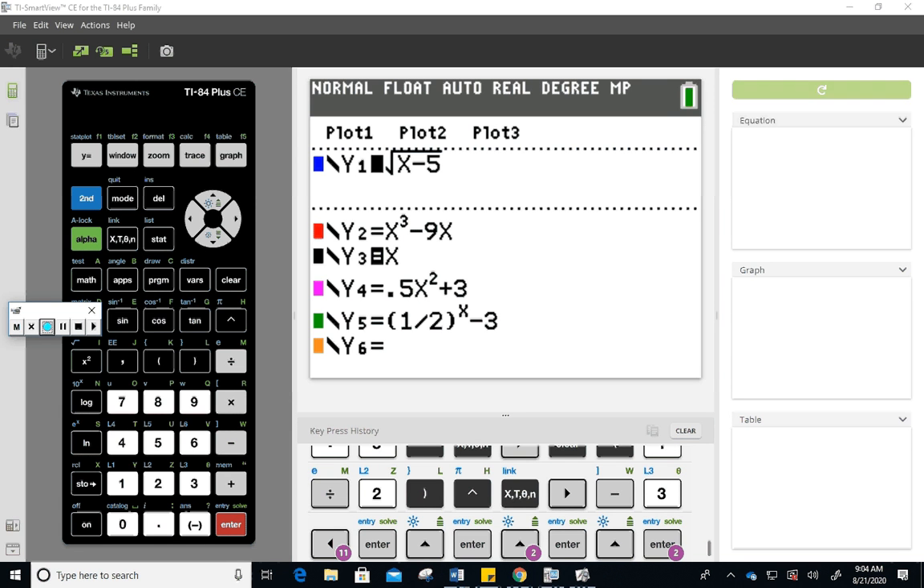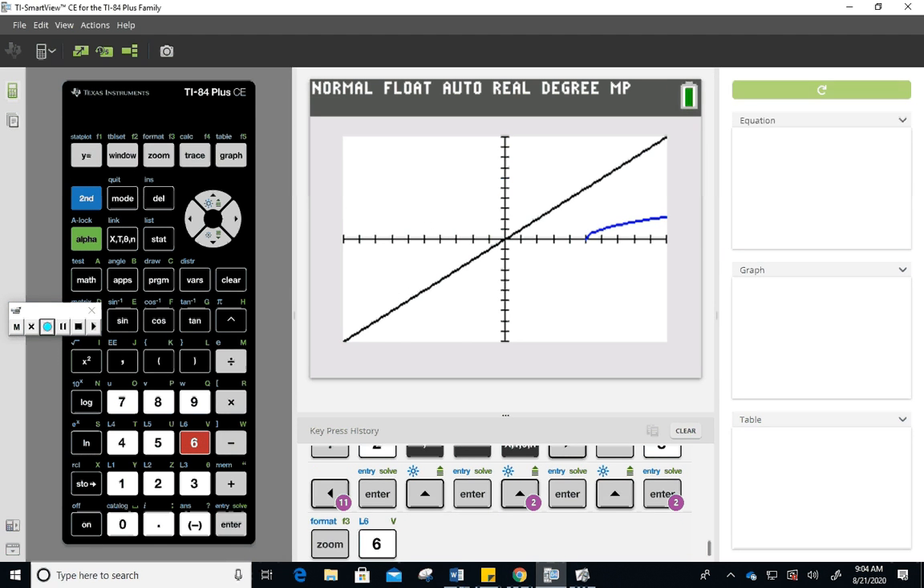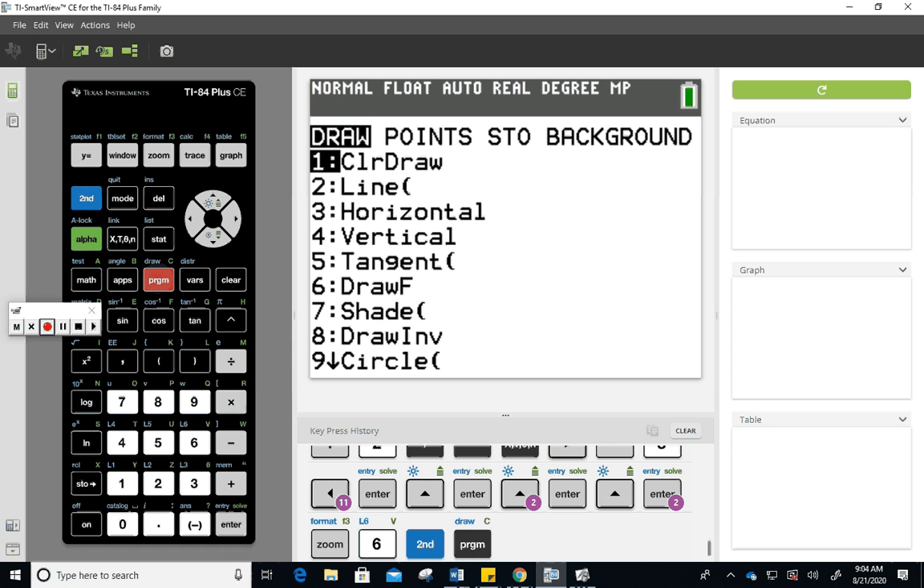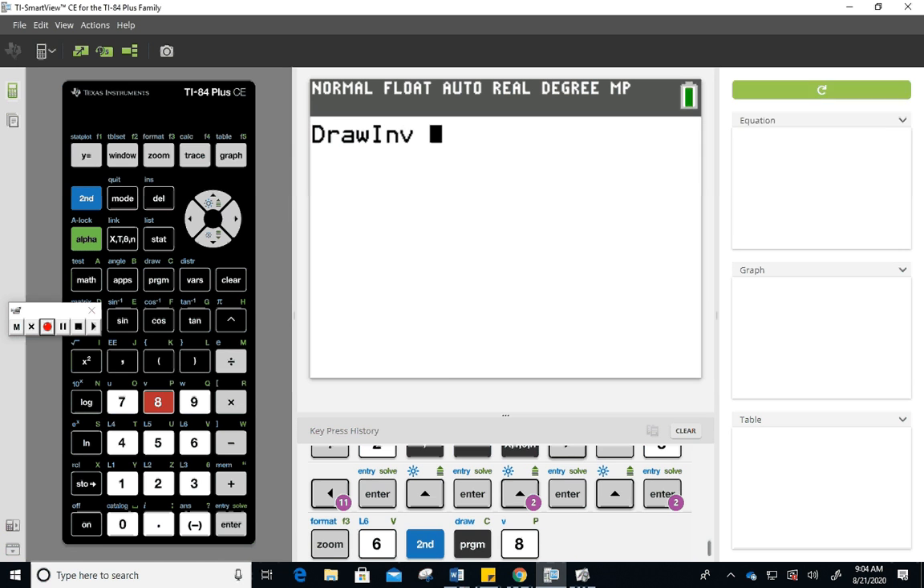Okay, so if I graph that, I'm going to go ahead and just zoom 6. You can see that function, and that looks like what we graphed earlier. Now, I want the calculator to draw the inverse for me. So I'm going to go to your draw menu. It's above the program key. So I'm going to say second, and then your program key. Second program is the draw menu. And do you see choice 8 is draw inverse?